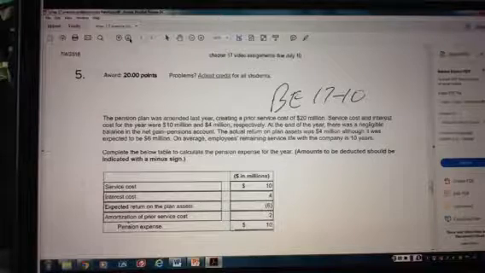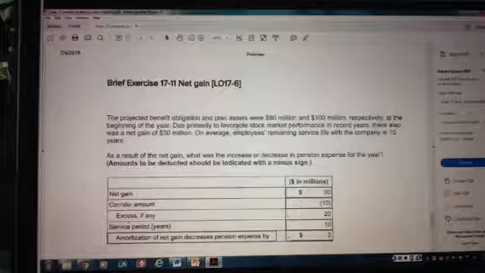Okay, move on to our last exercise, which deals with corridor amortization. Okay, brief exercise 7.